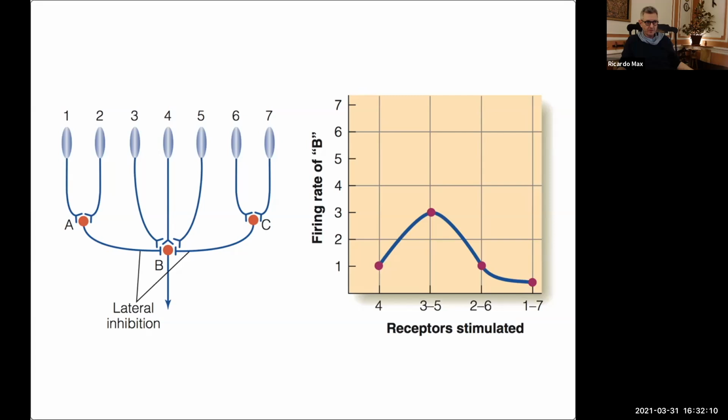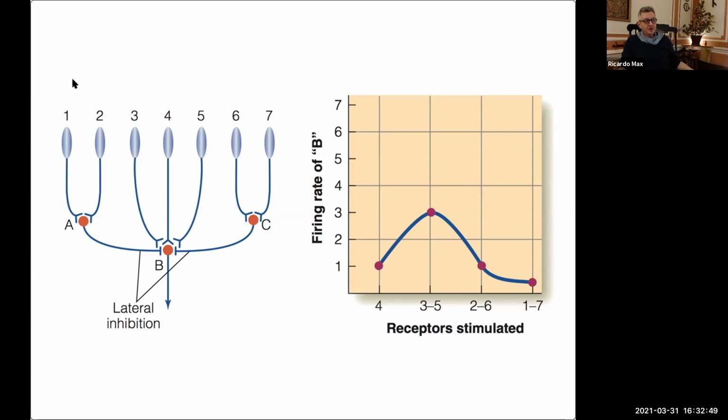2 and 6. If it was 2 to 6, it would be larger, but it wouldn't be as large as 3, 4, and 5. So 3, 4, and 5 would be the maximum fire. Here it's only 3 and 5 without 4. It's only the stimulation of two receptors. So this would be the maximum, probably here. And then if you include one neighboring one, it will go a little bit less, and 2 neighboring a little bit less.